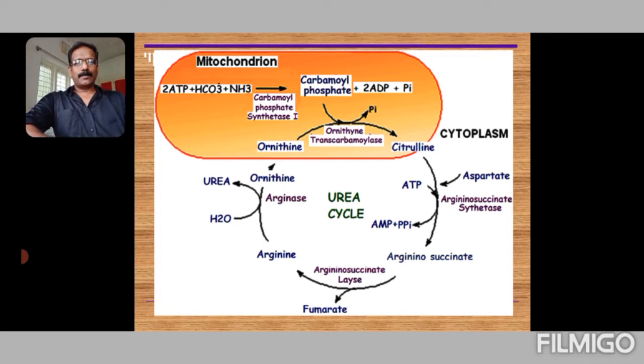So this is the overview of the mitochondrial and cytoplasmic processes of the urea cycle. You can see the ATP, bicarbonate and ammonia involved in the mitochondrion, which gives rise to carbamoyl phosphate. Then ornithine combines with carbamoyl phosphate to give citrulline, which goes out from the mitochondrion to the cytoplasm. There it combines with aspartate in the presence of ATP and forms argininosuccinate, which splits to fumarate and arginine. Arginine gets hydrolyzed to give urea, and the ornithine formed goes back to the mitochondria to complete the cycle. So this is the outline of the urea cycle. We will see it in detail in the coming slides.